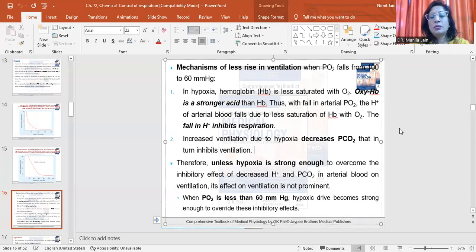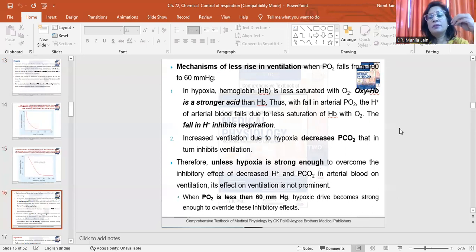Increased ventilation due to hypoxia decreases PCO2. That in turn inhibits ventilation. Therefore, unless hypoxia is strong enough to overcome the inhibitory effect of decreased H-ion and PCO2 in the arterial blood on ventilation, its effect on ventilation is not manifested. So when PO2 is less than 60 millimeter of mercury, the hypoxic drive becomes strong enough, noted. It becomes strong enough to override these inhibitory effects.